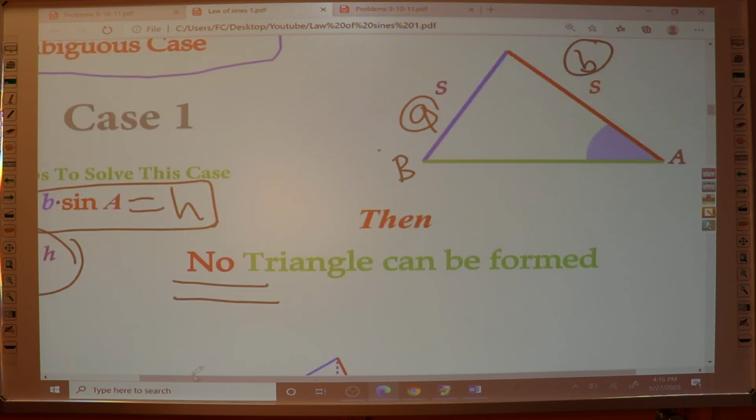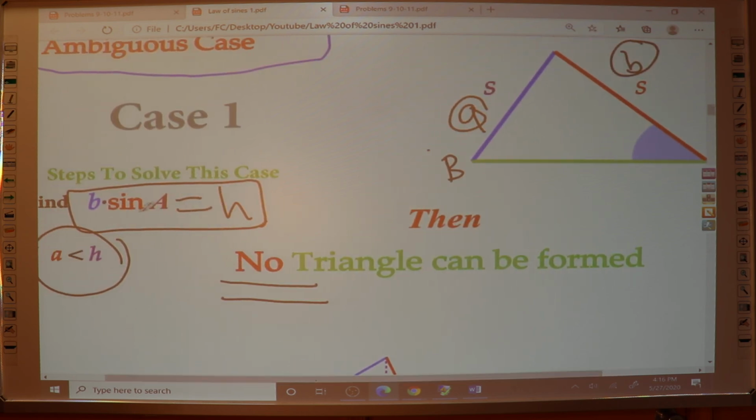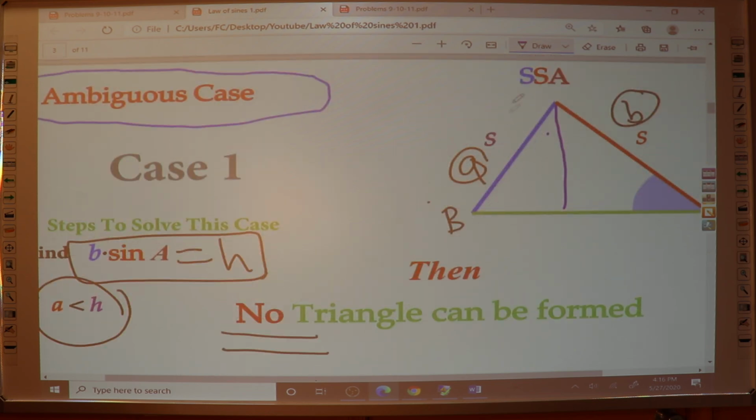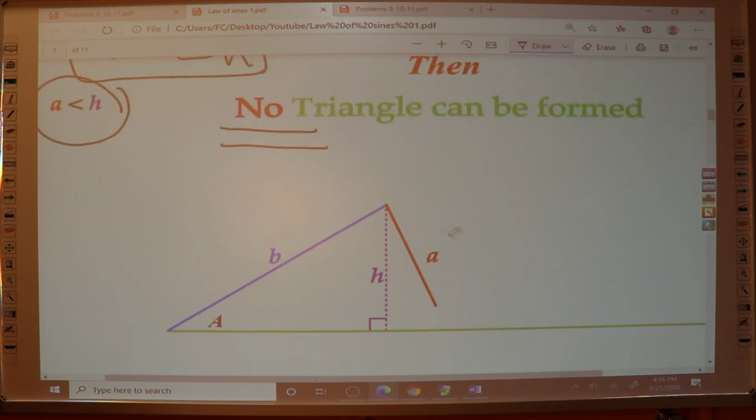The first case is when A is less than H. This is A and this is the height, from here to here. And H is greater than A. Then no triangle. It's impossible. It's impossible to have a triangle because H is still greater. Then the situation will be like this. To have H greater than A, you cannot form a triangle, that means no triangle forms.